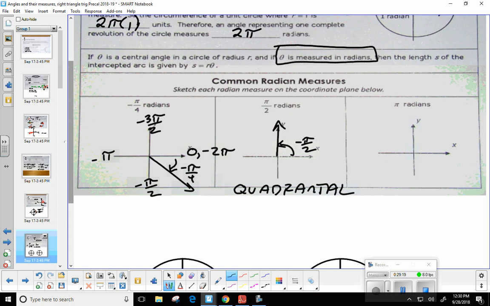Where would pi radians be? It's definitely a quadrantal. What axis? The x-axis, specifically the negative. So this right here would be pi. And why for these am I rotating counterclockwise? This first one we rotated clockwise. The first one was negative. The sign tells you how to rotate.